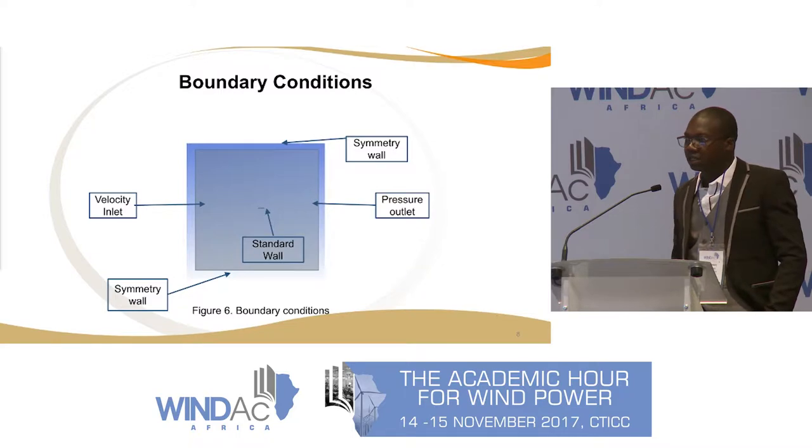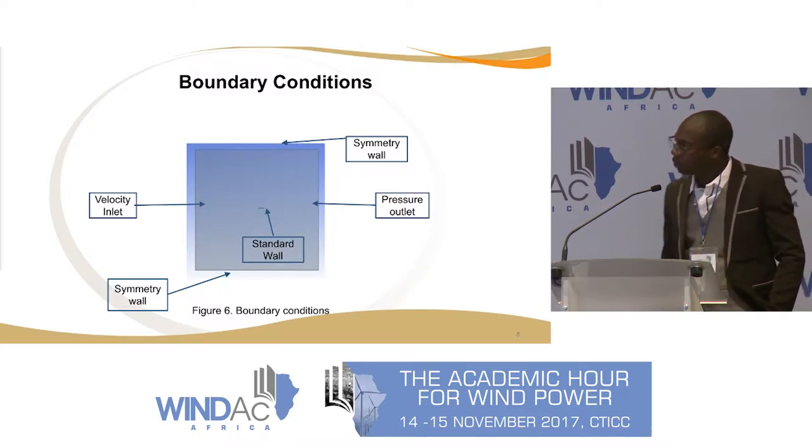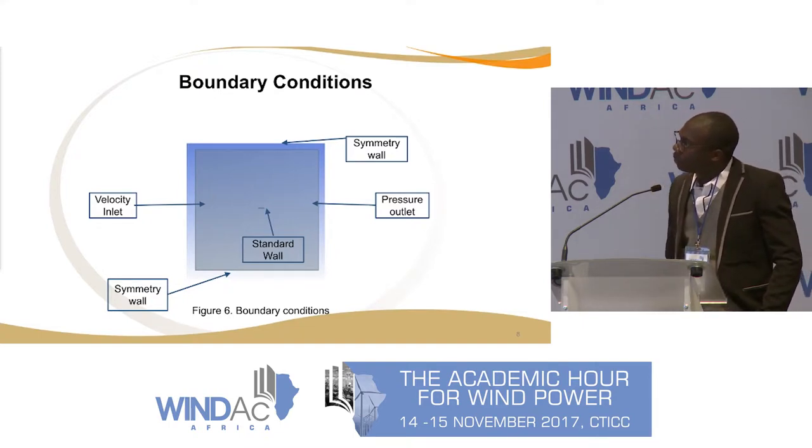Boundary conditions were set for this model with an inlet velocity of 2.799 meters per second at a standard air density of 1.225 kg per cubic meter. Symmetry walls at the top and bottom. The fluid domain was 10 times the chord of the corrugated airfoil, which was 50.25 millimeters.